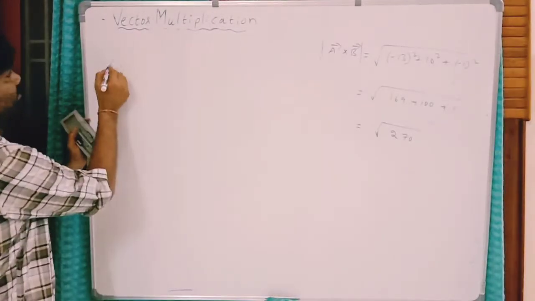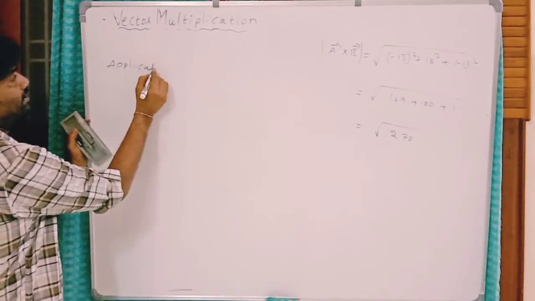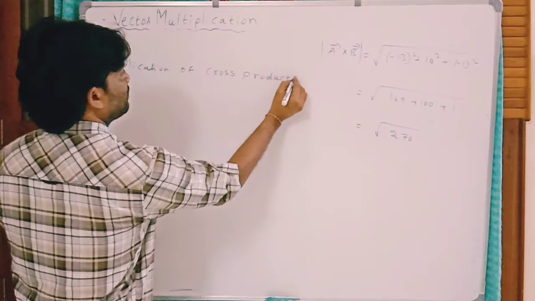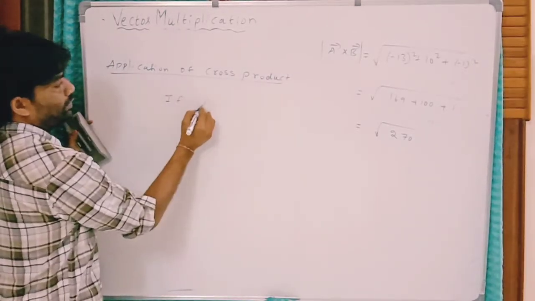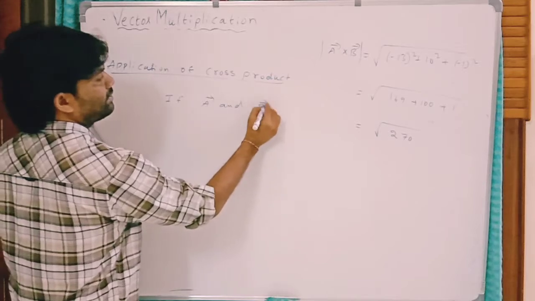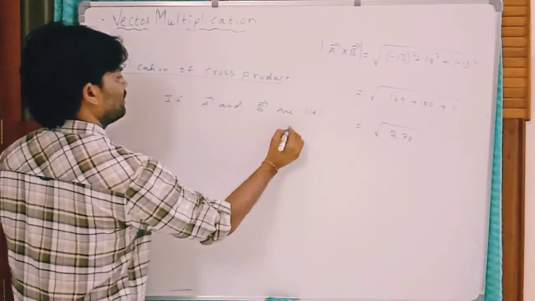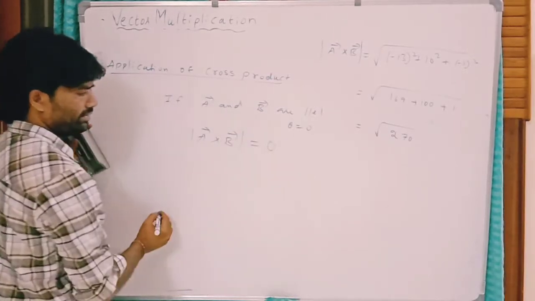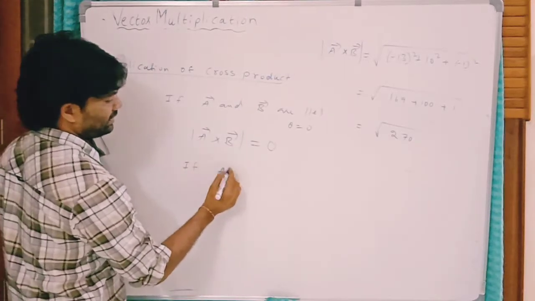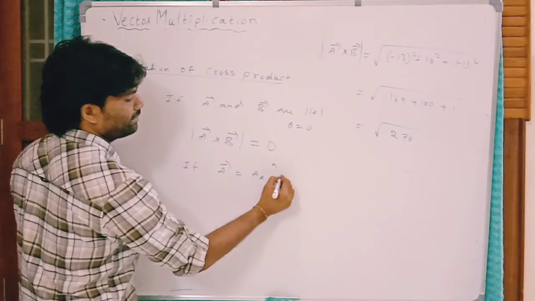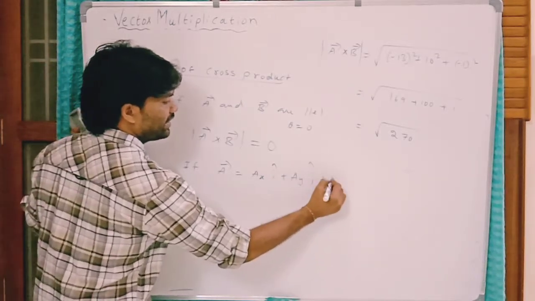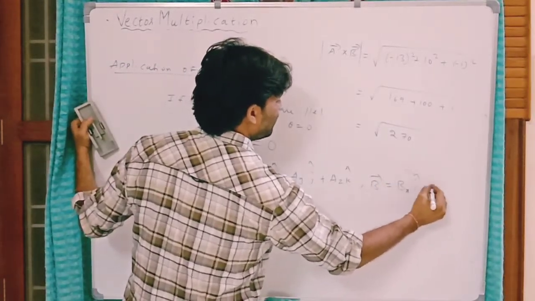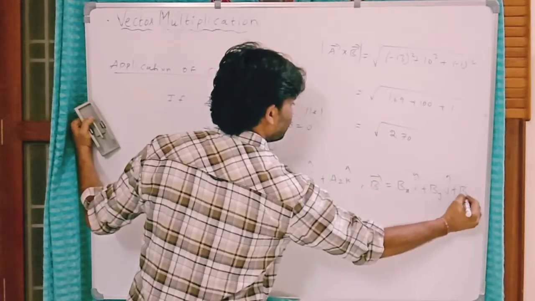Now, applications of cross product. If two vectors A and B are parallel, that is theta 0, just now I told you the cross product of two parallel vectors is zero magnitude. Or if you have two vectors like this, A bar is equal to Ax i cap plus Ay j cap plus Az k cap, and B vector is Bx i cap plus By j cap plus Bz k cap.